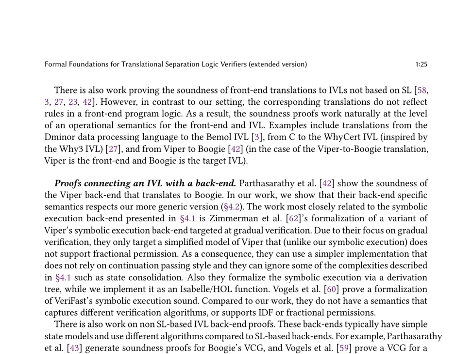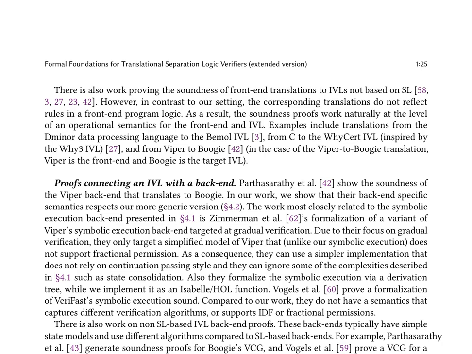The paper also discusses proofs connecting an IVL with a backend. Parthasarathy et al. show the soundness of the Viper backend that translates to Boogie. The work most closely related to the symbolic execution backend presented in section 4.1 is Zimmerman et al.'s formalization of a variant of Viper's symbolic execution backend targeted at gradual verification. Due to their focus on gradual verification, they only target a simplified model of Viper that, unlike our symbolic execution, does not support fractional permission.